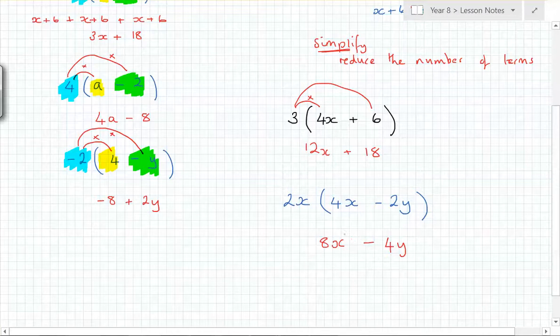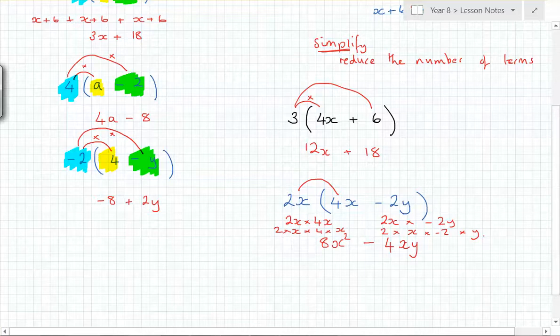What do you reckon, Izzy? 8x squared minus 4xy. Yes, xy. Because 2x times 4x is the same as 2 times x times 4 times x, so 8 and x squared. And then this will be 2x times minus 2y, which is the same as 2 times x times minus 2 times y. So you've got the minus 4 and you've got x times y. Okay? So they go together.